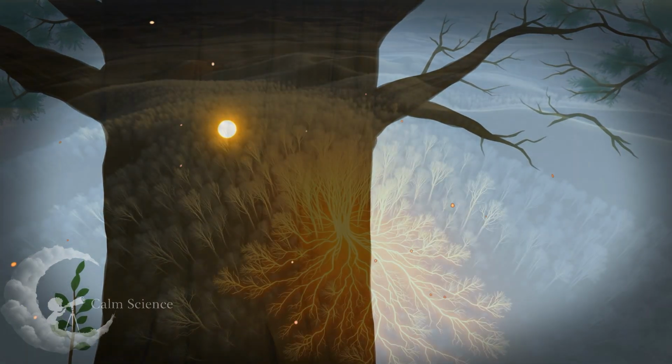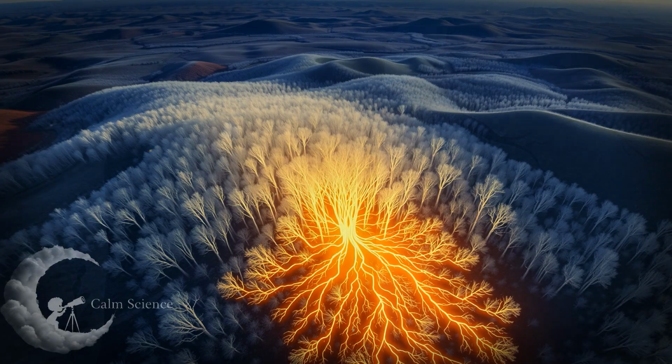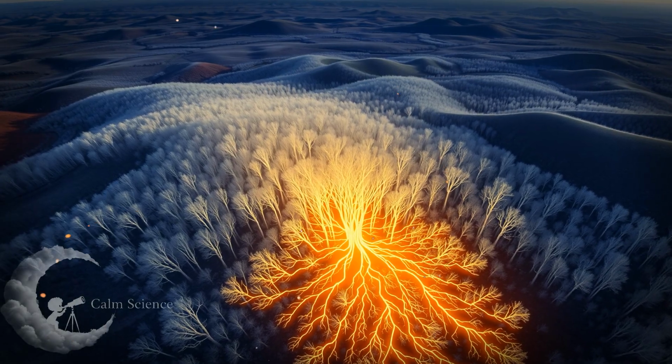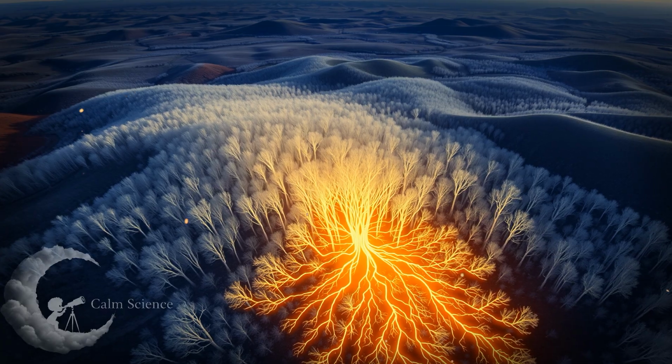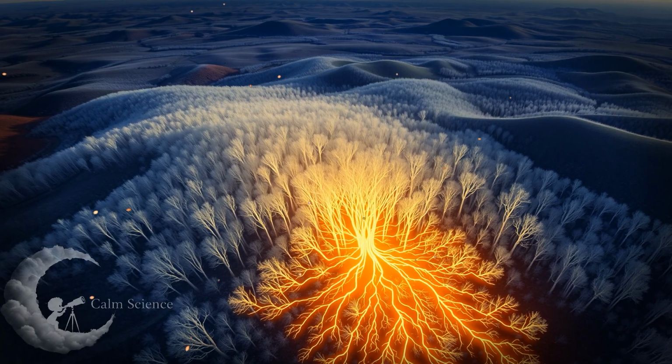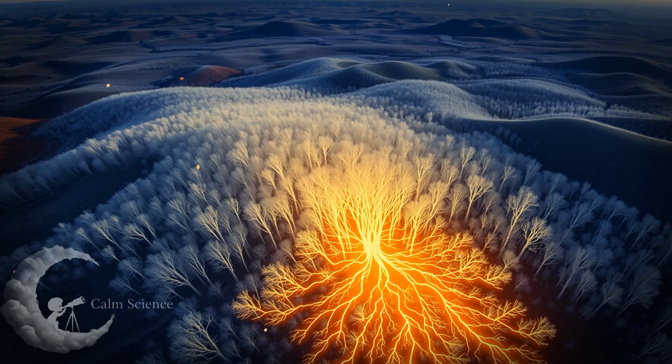Along a steady path, the tallest of trees has learned to find water not just from below, but also from the air around it. Let your shoulders drop and the jaw unclench.